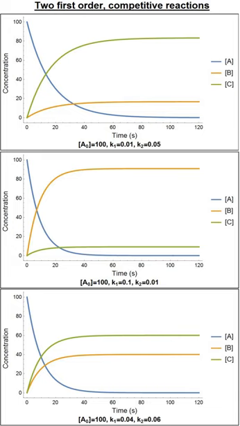The rate law for such a reaction is -d[A]/dt = k[A], or in display style, -d[A]/dt = k[A]. The half-life is independent of the starting concentration and is given by t_1/2 = ln 2 / k.